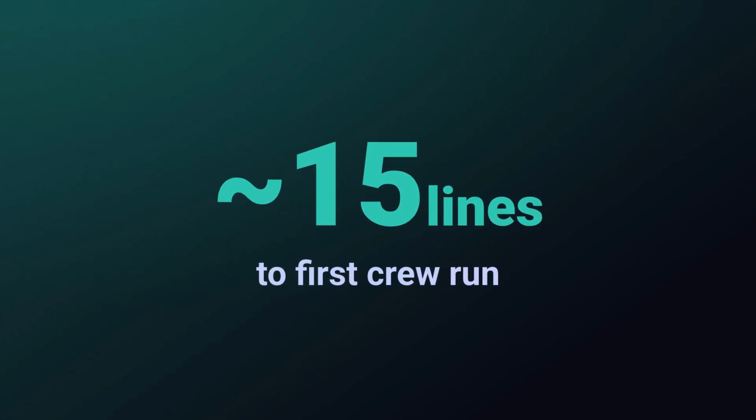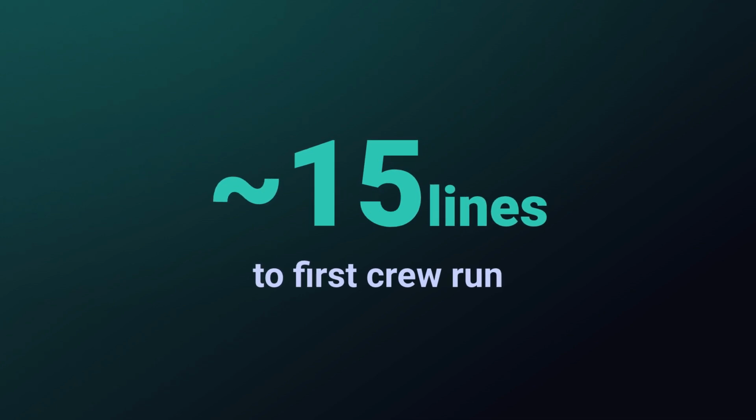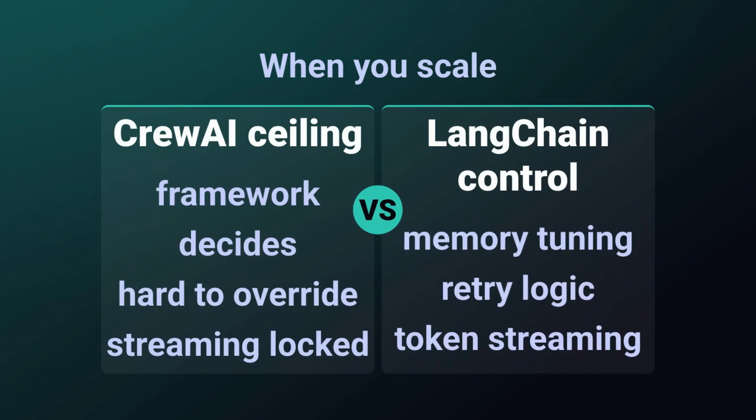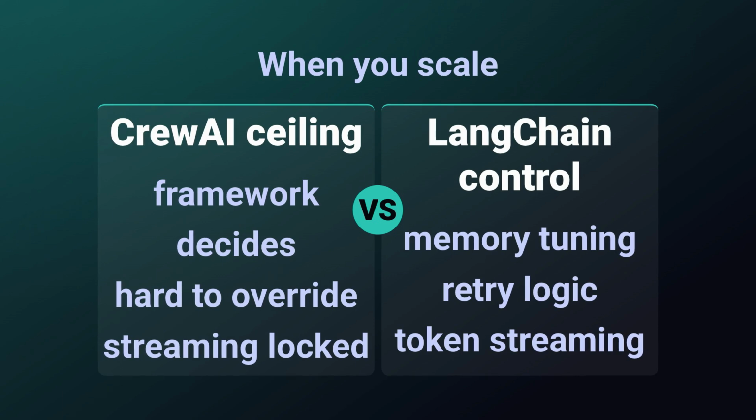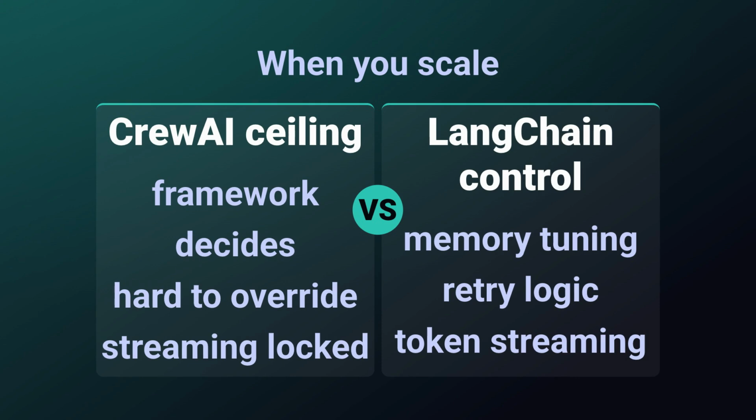But faster onboarding is not the same as better for your project, and this is where the honest comparison matters. CrewAI's abstraction is a comfort until you need to reach underneath it. The moment you want fine-grained control over how memory is stored, how a specific tool call is retried, or how tokens are streamed to a frontend, you're now working against a framework that decided those things for you. LangChain's verbosity is the price of its control, and for production systems with unusual requirements, that control is exactly what saves you later.